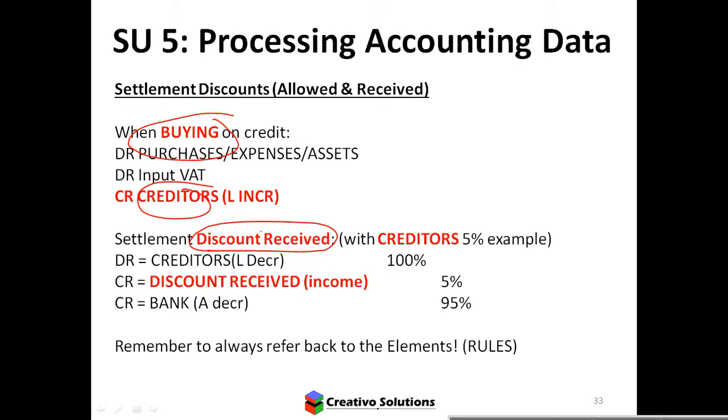There are two different discounts. Can I have a discount allowed for a creditor? No, because then that changes the relationship. Discount allowed will only arise with the debtor. Discount received will only arise with the creditor. You could have one business that is your debtor and your creditor if you're doing transactions in both directions, meaning you're selling to them but you're also buying from them. Does that exist in your business? Yes. So then you'll have two separate accounts, one for debtors, one for creditors, but it's the same business.